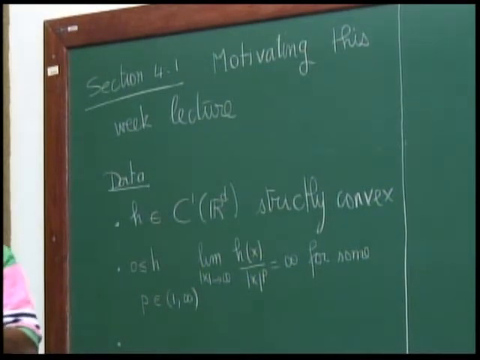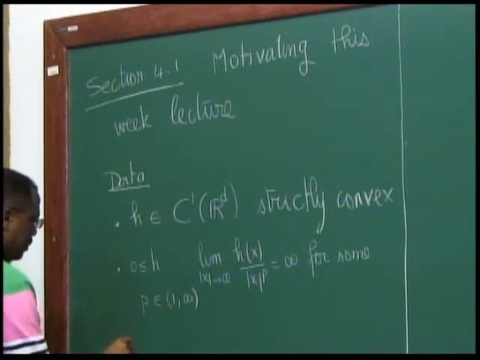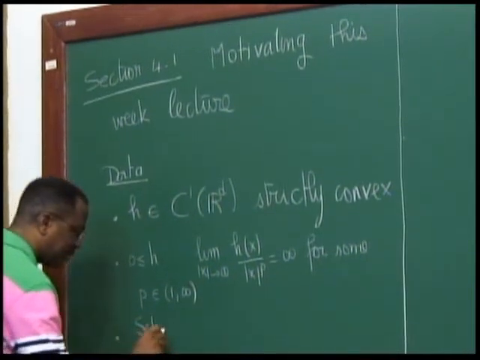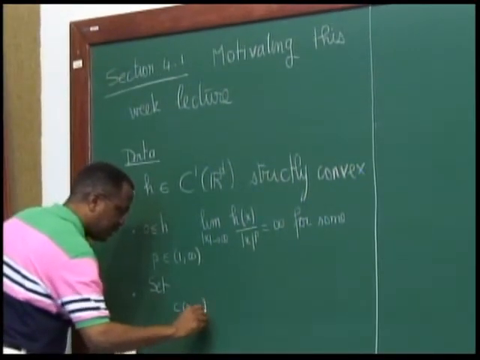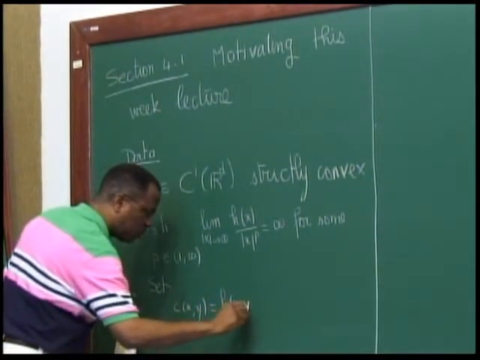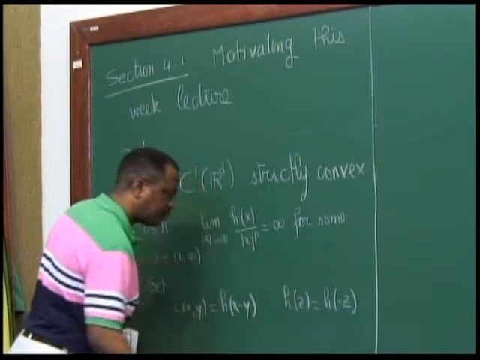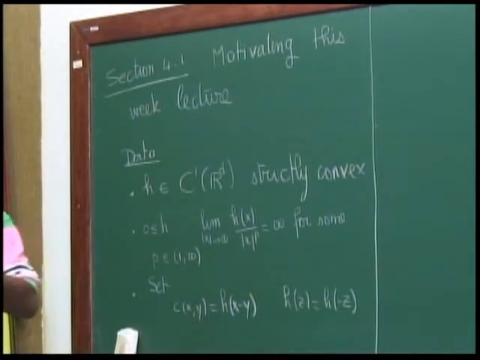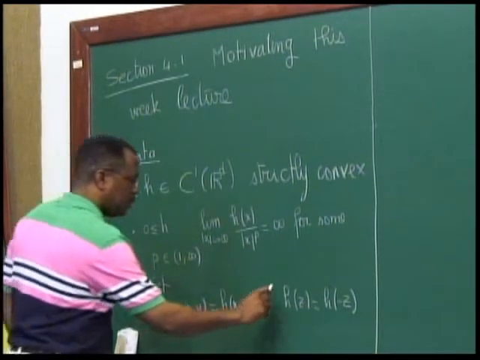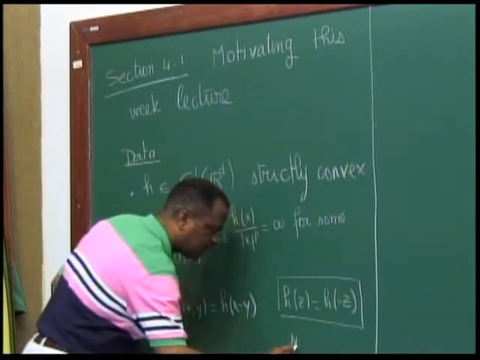Now I am going to define the cost for transporting a unit mass from a point x to a point y by setting c of x, y to be h of x minus y. And I'm going to assume that h is even. So the cost for transporting mass from x to y is the cost of transporting mass from y to x. This is not important, but it is to make some notation simple.